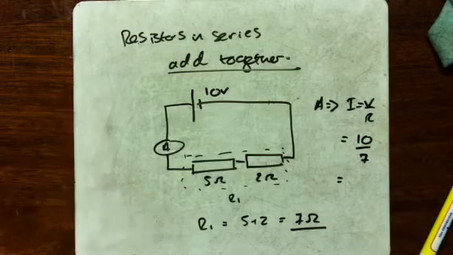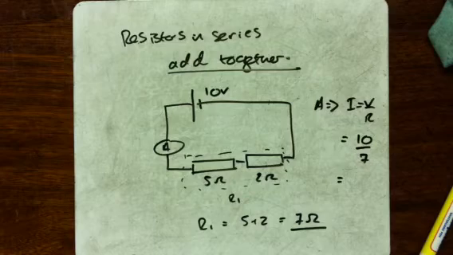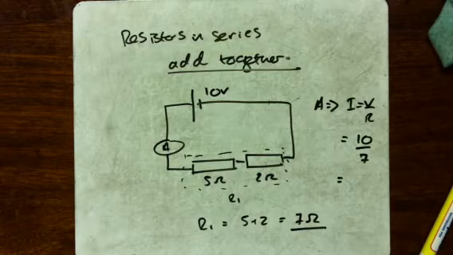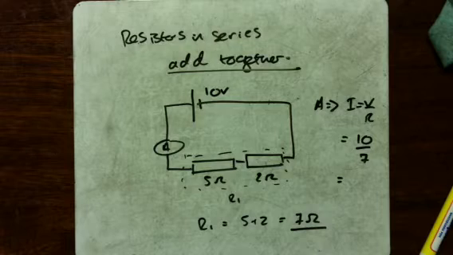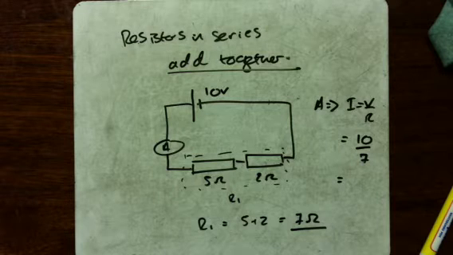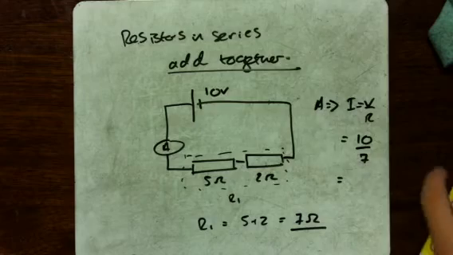10 over 7, I will just very quickly have to grab a calculator because my mental math is not working at the moment. 10 divided by 7 equals 1.4.